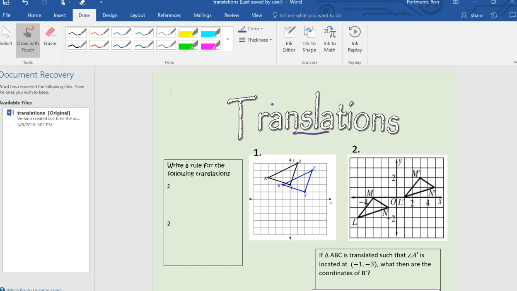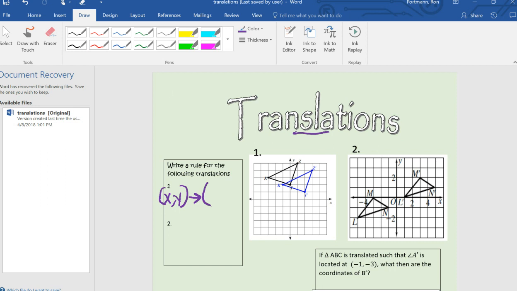Now you need to know a few things how to do. You need to know how to write a translation rule. You need to know how to read a translation rule. The one thing that gets a little bit tricky here is you are going to want to go from the original shape to the image. SL means slide. So we want to go from the original figure, which is known as the original, to the image.